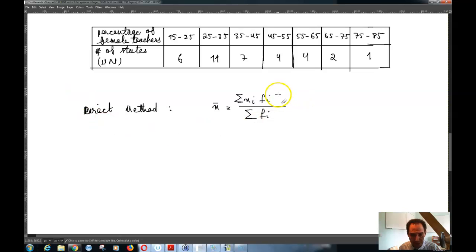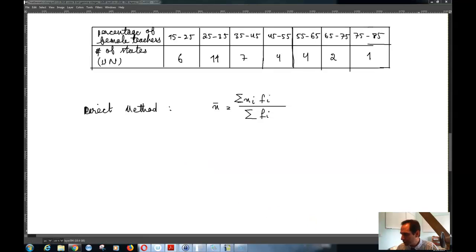And that was the direct method, meaning that you need to take an x of i relative to each of these classes, and each of those x of i's you have to multiply by the corresponding frequency, and once you do that, you divide it by sigma f of i, and that gives you x bar. That was the direct method.